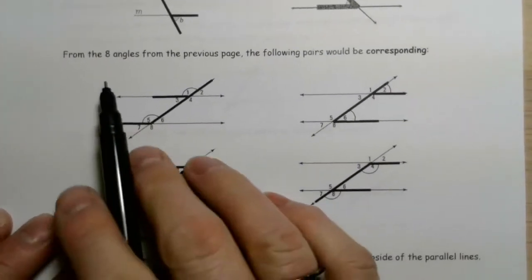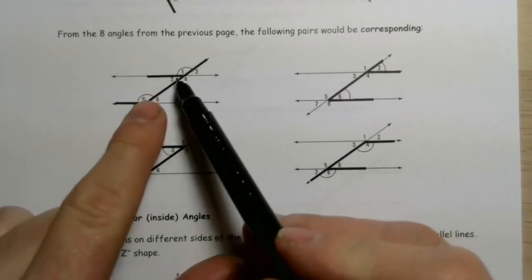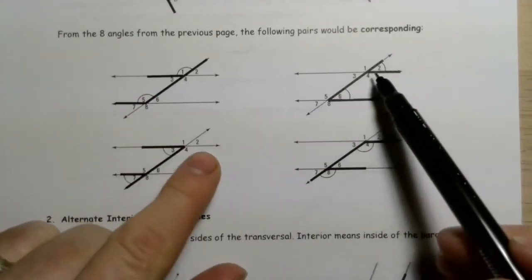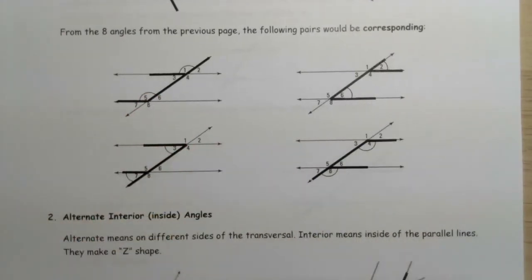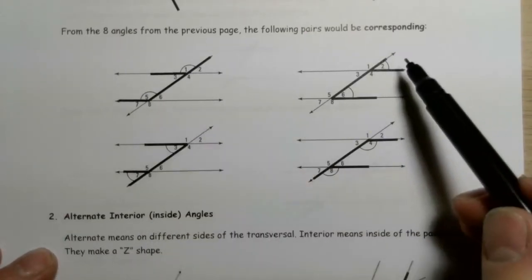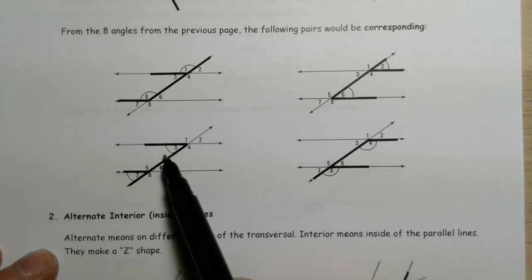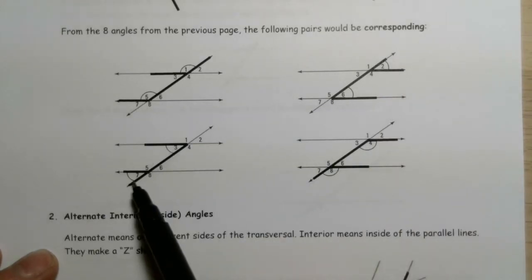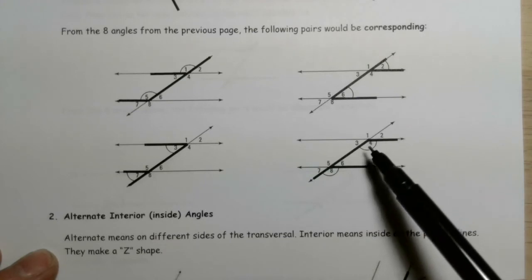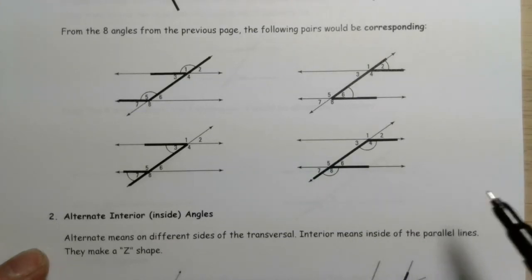So, from the 8 angles on the previous page, here are our corresponding angles. 1 corresponds to 5. 2 corresponds to 6. Notice those 2 obtuse angles correspond to each other. These 2 acute angles correspond to each other. 3 and 7, these 2 acute angles correspond to each other. 4 and 8, those 2 obtuse angles correspond to each other. And so there you go.